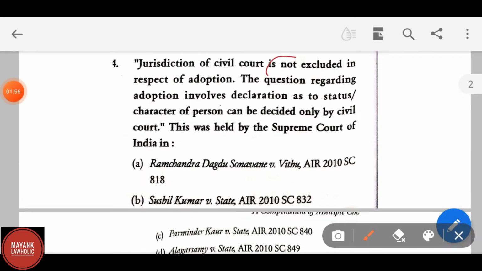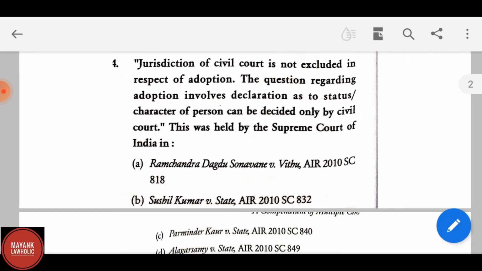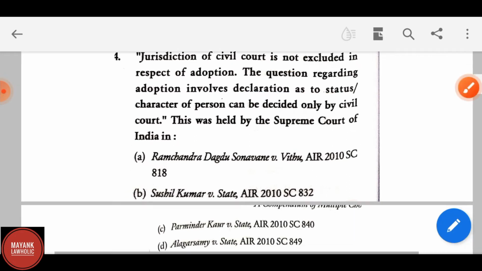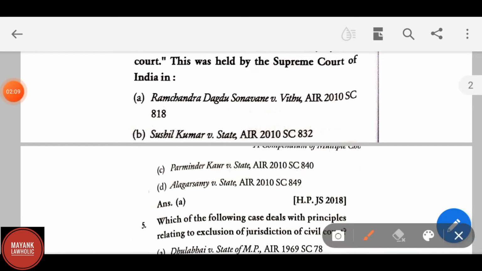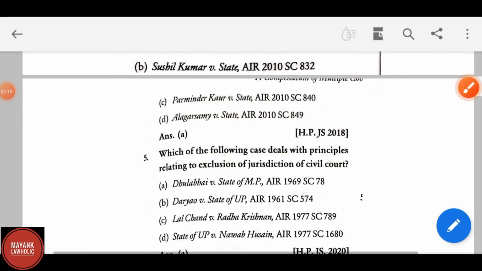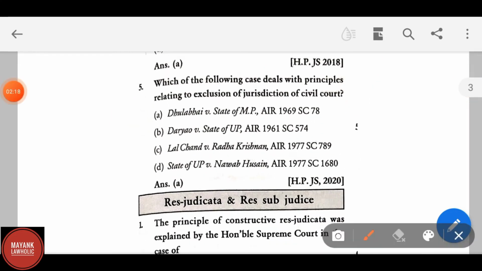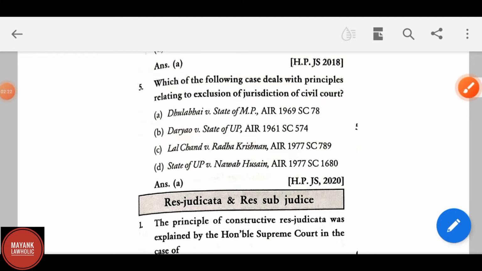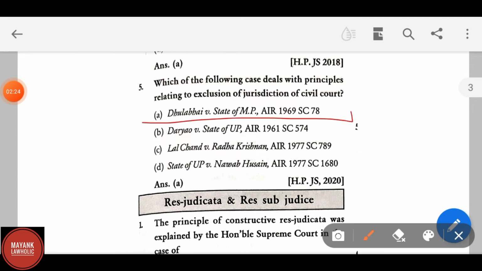Jurisdiction of civil court is not excluded in respect of adoption. The question regarding adoption involves declaration as to the status and character of a person, which can be decided only by civil court. This was held by the Supreme Court in Ramchandra Dagdu Sonwane versus Vittu, AIR 2010 Supreme Court. Which of the following cases deals with the principle relating to exclusion of jurisdiction of civil courts? Correct answer is A. Dhulabhai versus State of MP, AIR 1969.